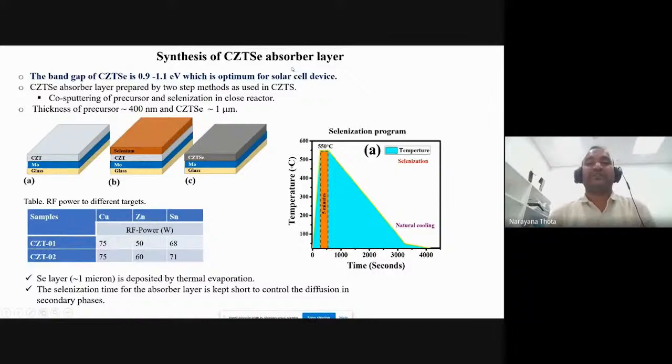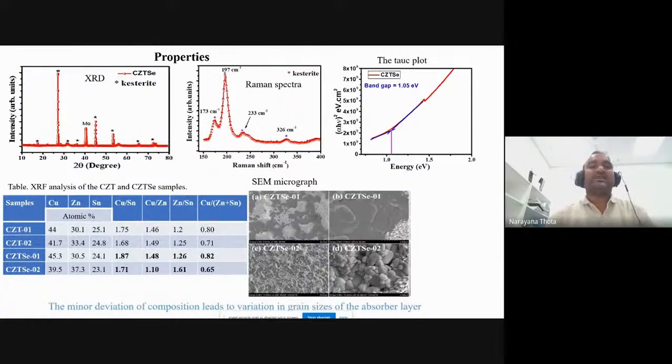We incorporated selenium in a controlled manner to tune its optoelectronic properties. With the introduction of selenium, the band gap reduces to 1.1. Generally 1.1 to 1.2 is the optimum band gap for solar cell devices. So we slightly replaced the sulfur with selenium to get suitable properties. Again the synthesis method is the same: metallic precursor deposition, then sulfurization and selenization.